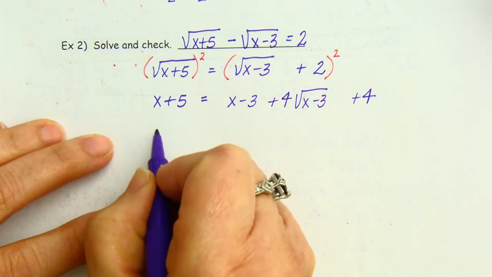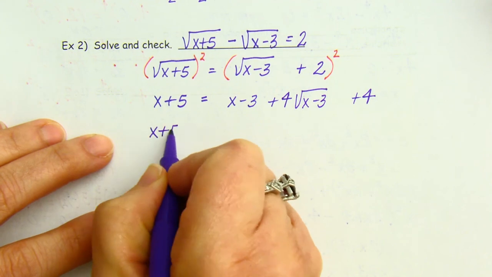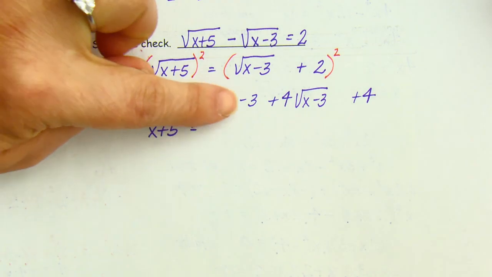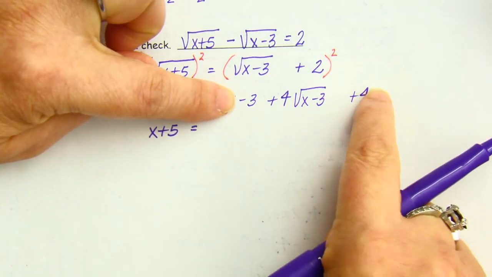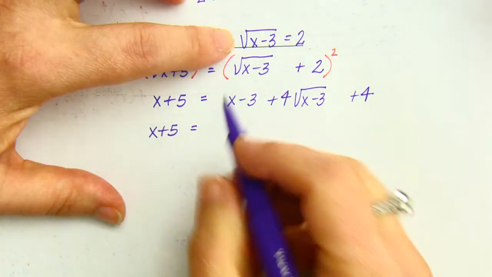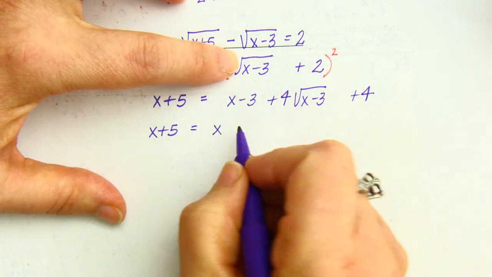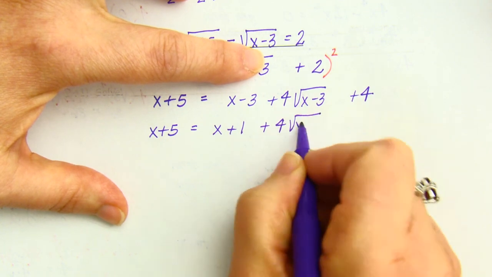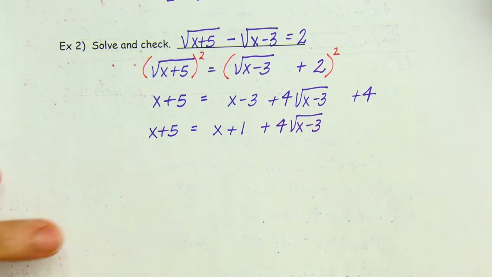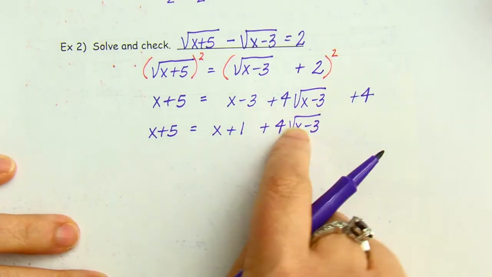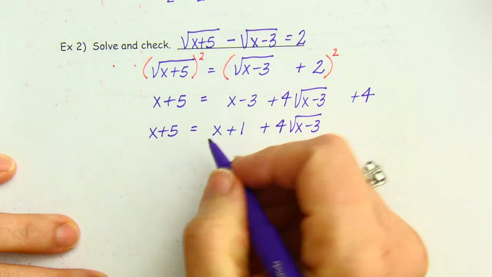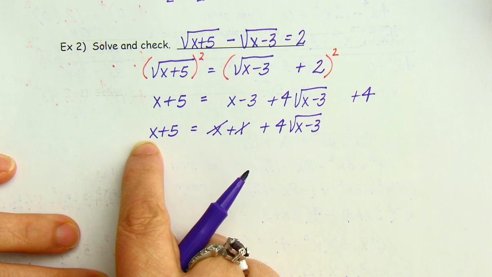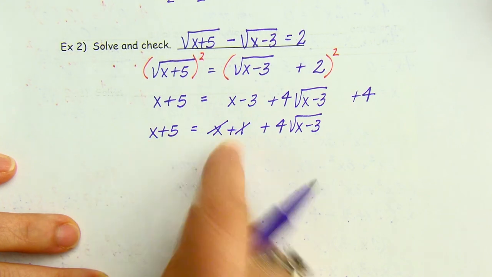So I'm not done yet. This one's a little bit longer. I do have to combine like terms though. I have a linear term and I have a constant and another constant over here. So I'm going to do x, negative 3 plus 4 is 1, plus 4 of these. And because I want to get this radical by itself, I'm going to move these two over here. I'm going to cross that out, cross that out. Now, x subtract x is no more x. And then 5 subtract 1 is 4.